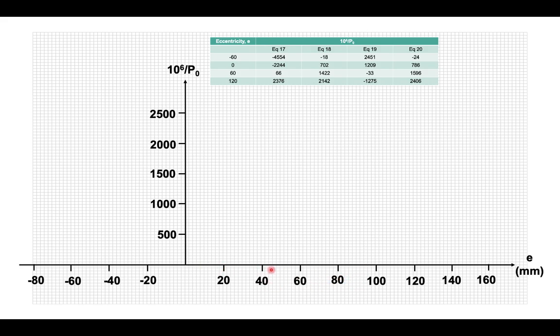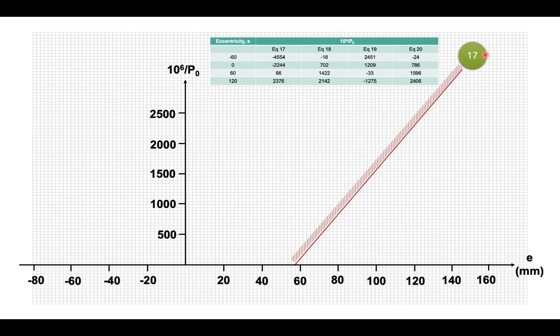For the scale, it can be different between the horizontal axis and the vertical axis, right? You can see here we have intervals of 20, but as for 10 to the power of 6 over P naught, the interval here is 500. Then we are going to plot the linear lines one by one.